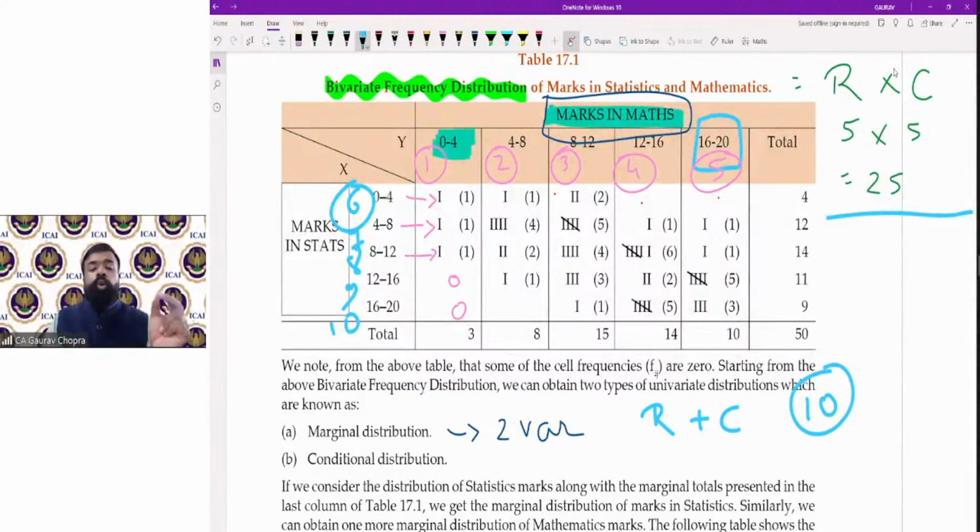If there are 2 rows and 3 columns, so 2 multiplied by 3, it will become 6. If there are 4 rows and 10 columns, so 4 into 10, it will become 40. So in this way, you can calculate number of cells. Second is marginal distribution. They are always 2. And the third one is conditional distribution. So it is number of rows plus number of columns. Simply you have to add. So these are the 3 points in bivariate table.